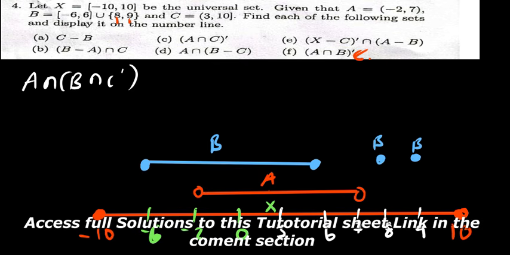What else? C complement. So C is 3 to 10, but we don't want 3. 3 is not included, so complement will be included. Going there to 10, that is C complement. We want a point where all the three lines are meeting, B, A, and C. So that is this point. That is this point here.